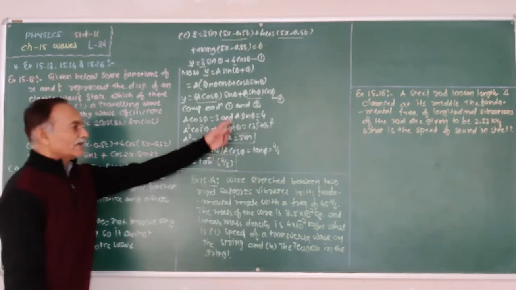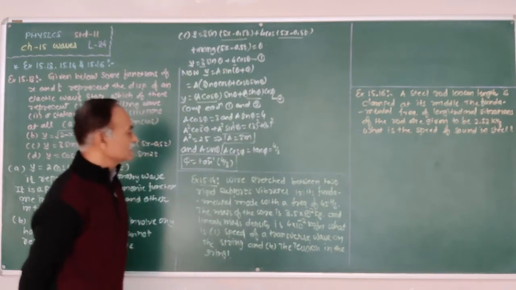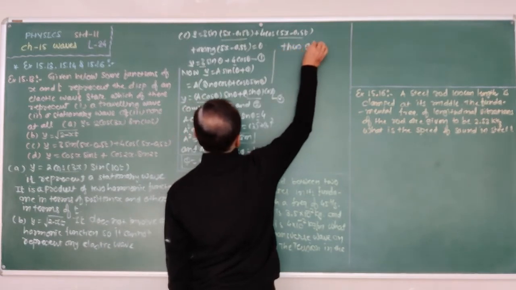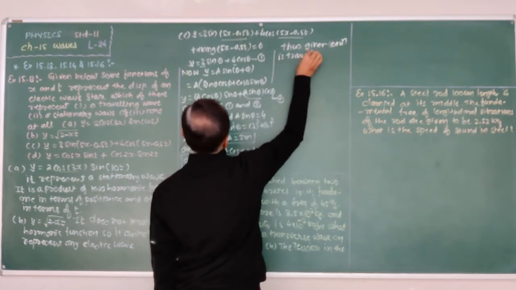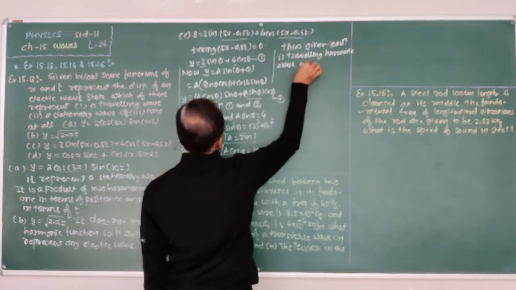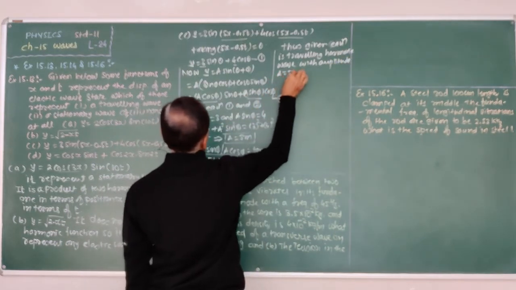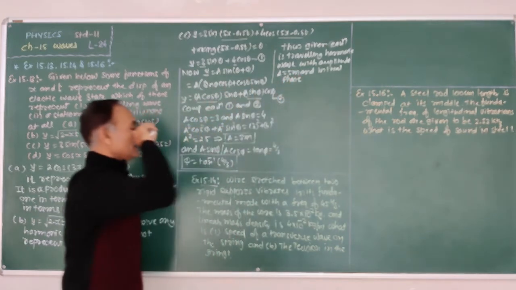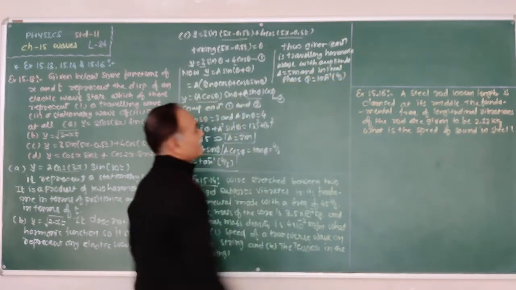Thus, the given equation represents a traveling harmonic wave with amplitude A equal to 5 meter and initial phase phi equal to tan inverse 4 by 3.